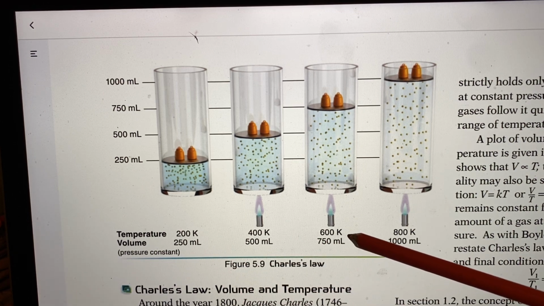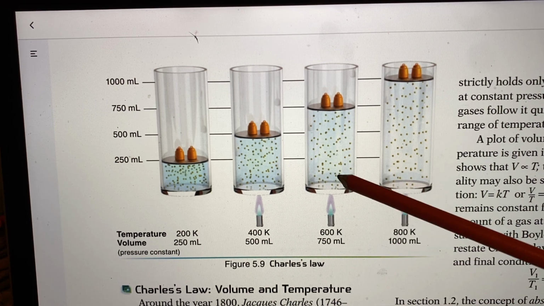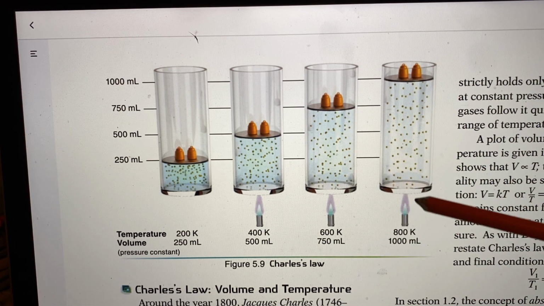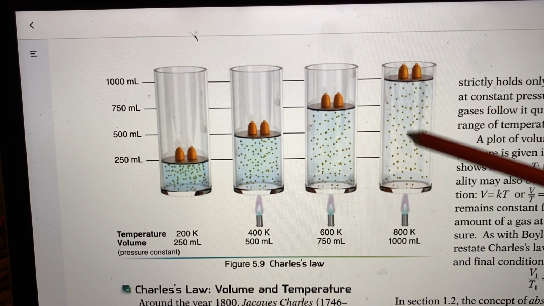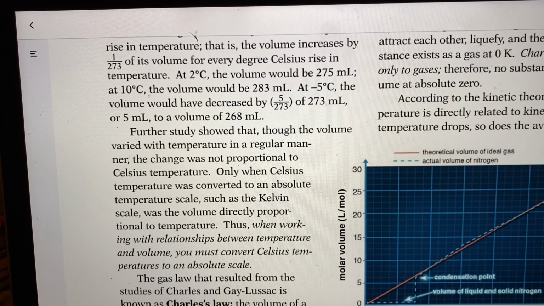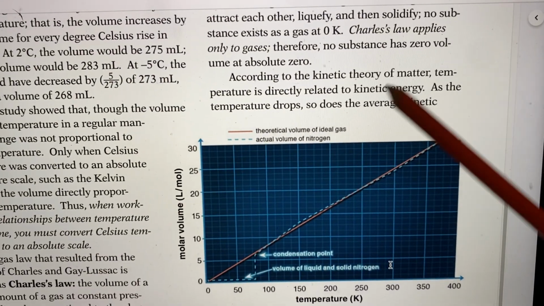Then when it gets to 600 K, which is 200 degrees Kelvin higher, it goes up even further to 750 milliliters. So as you heat up this gas, the gas expands and takes up more volume. So that's what they're talking about. This is a direct relationship. That means as temperature goes up, volume goes up. It's different from Boyle's. Boyle's is just the opposite. And here is a picture of a direct relationship on a chart.